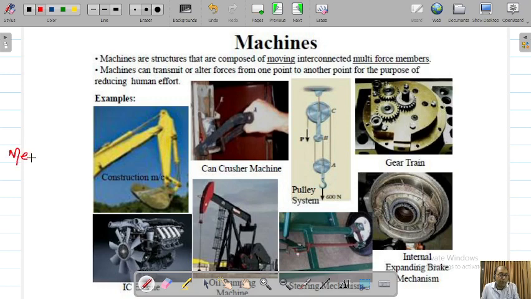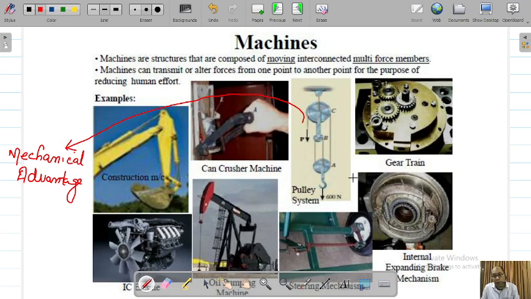They will always have some sort of a mechanical advantage which you can calculate. They are basically reducing the human effort, and you can calculate the mechanical advantage. As you can see in this example, you can very easily calculate the mechanical advantage of this pulley.